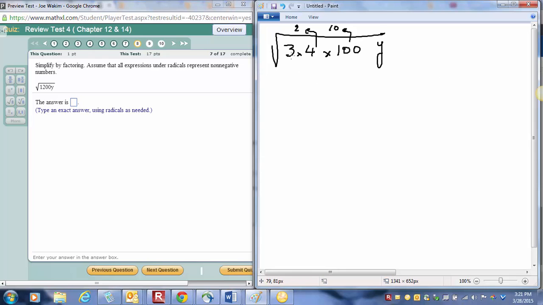Now, do you agree that 12 times 100 is 1200? Yes. But now when I factor it into perfect squares, I know 4 is a perfect square, comes out as 2. 100 is a perfect square, comes out as 10. 2 times 10 is 20. Inside the radical would be 3y. So these two are perfect squares. These will come out and will cancel. But 3 and y are not perfect squares. They will stay inside the radical. So the final answer would be 20 square root of 3y.